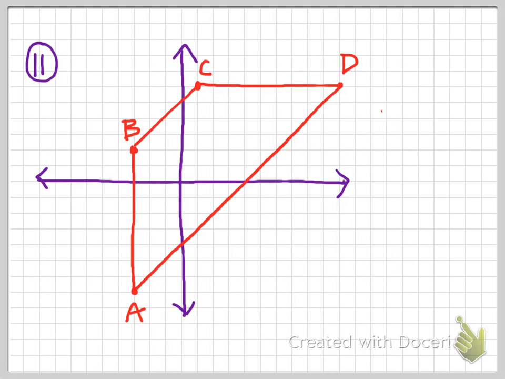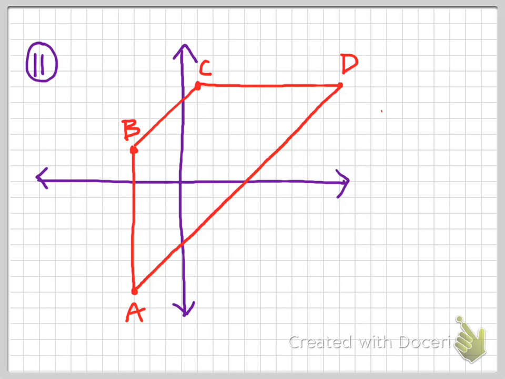Number 11 says to show that this shape is an isosceles trapezoid. Well, first of all, in order to be an isosceles trapezoid, we first have to show that it's a trapezoid, which means all we have to show is that we have a pair of opposite sides that are parallel. So the cool thing about graphing these shapes is that they're pretty much drawn to scale. So if I'm looking for the sides that I think could be parallel, I would look at BC and AD.